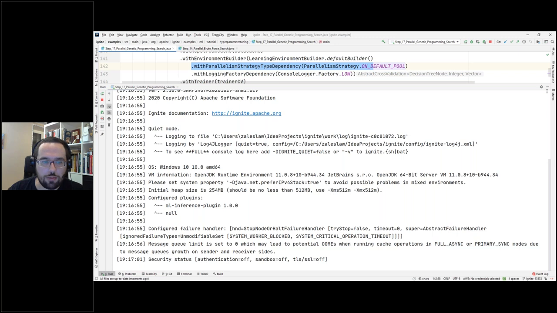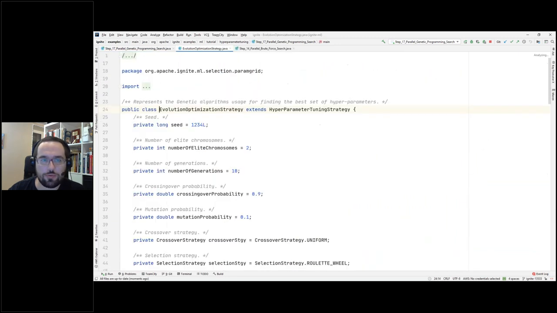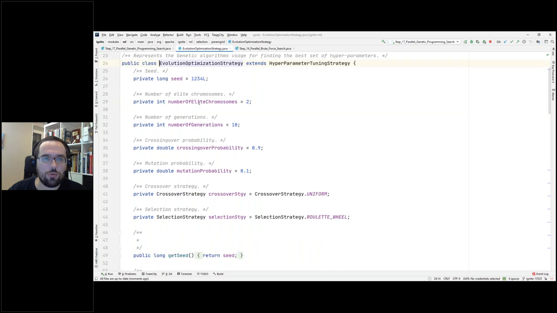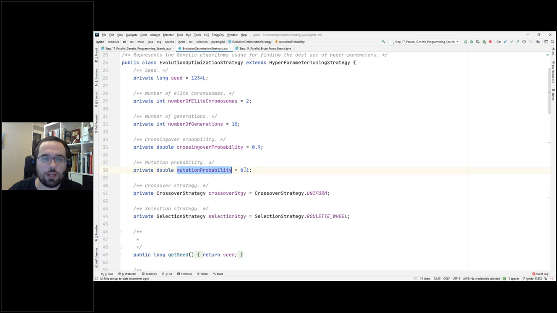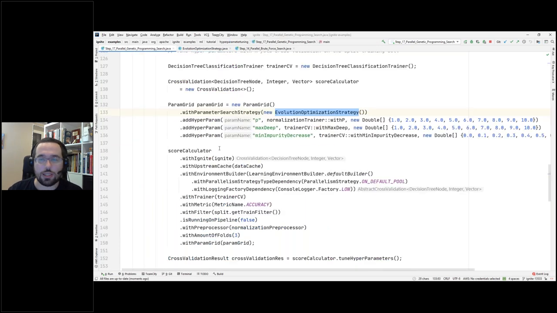I think we need some time to run 100 trainings instead of 1,000. Also, the evolution optimization strategy has a few different settings, for example, number of chromosomes, number of generations, crossover probability, mutation probability, different crossover and selection strategies. You have a very big freedom in how to run evolutionary optimization, and you could experiment and play in a sandbox to find the best set of parameters for this strategy. Don't use only the defaults, try to experiment with different ones.